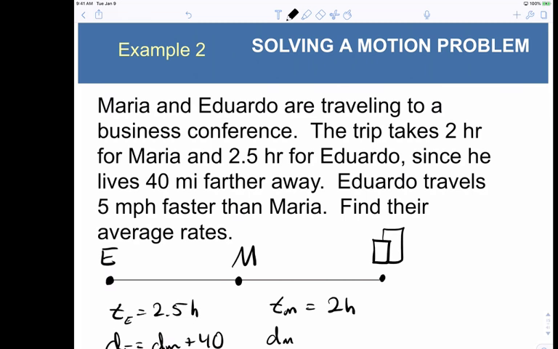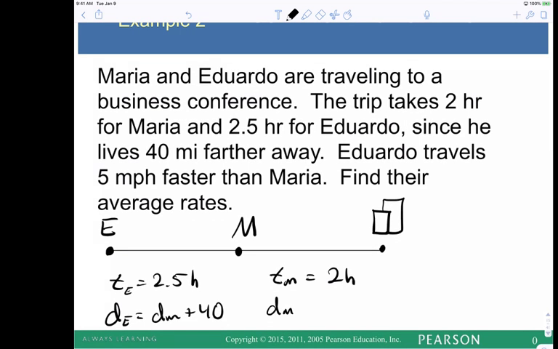Let's see. And then the rate. So we're going to say Eduardo's rate. Do we have any information on Maria's rate? It doesn't say anything? No? So Maria's rate, I'm going to just leave it as RM, right? But Eduardo's rate is going to be Maria's rate plus 5 miles per hour, okay? So let's do the following. We're almost there.